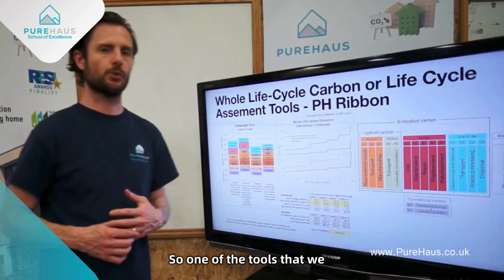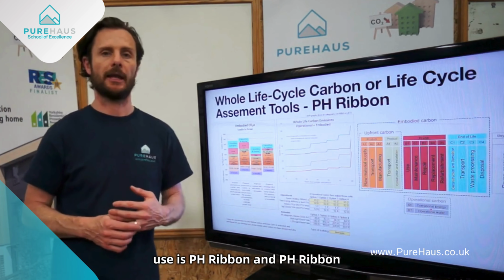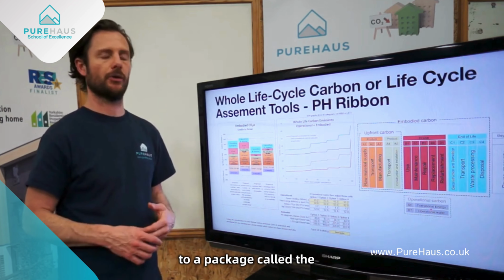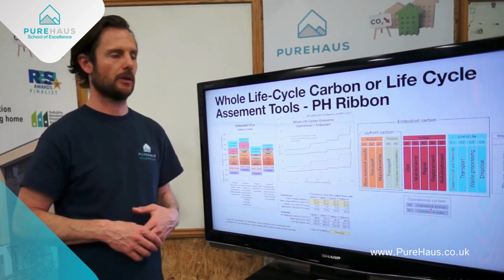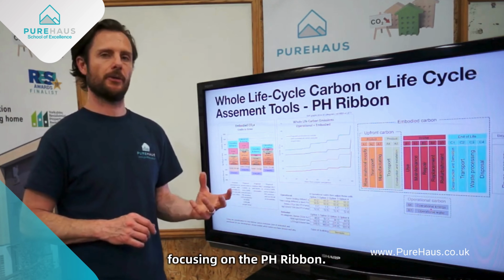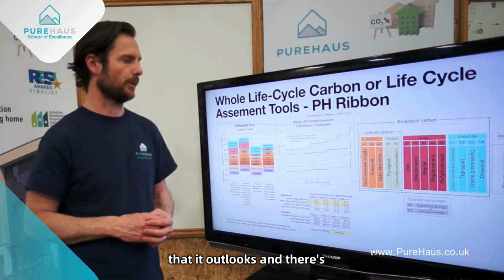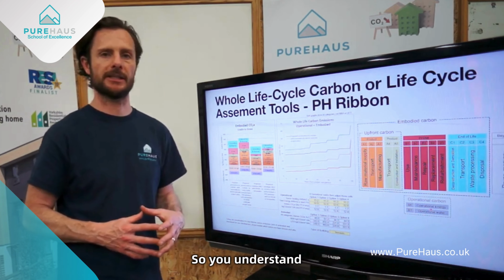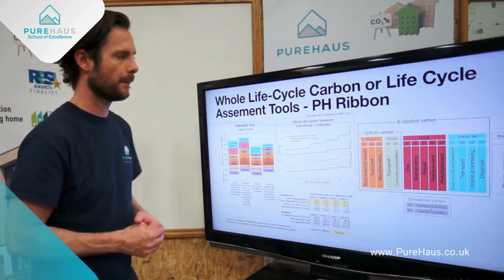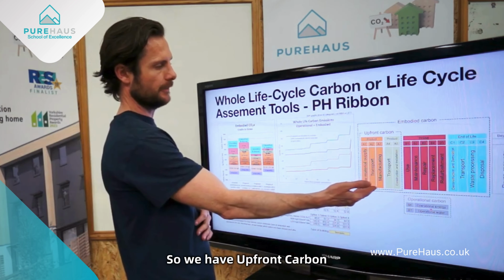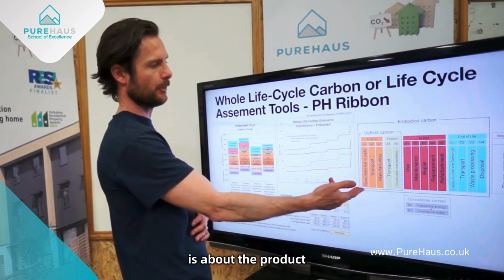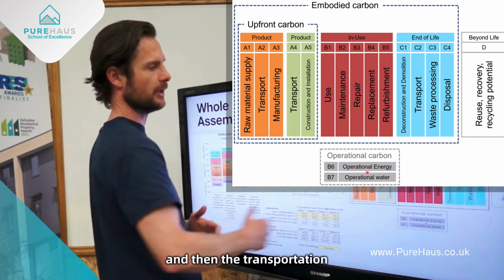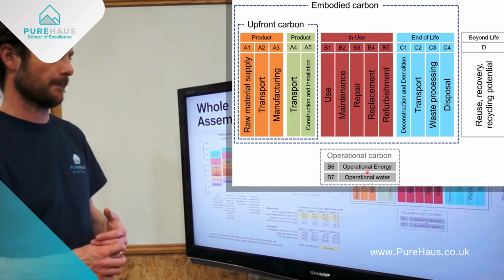Okay, so one of the tools that we use is PHPP. And PHPP is a bolt-on to a package called the Passive House Planning Package. Focusing on the PHPP, we're looking at the data that it outputs, and there's lots of graphs and tables here. And we'll just sort of summarize them so you understand what you might be looking at. So we have upfront carbon, and the orange section is about the product and its manufacturing phase, and then the transportation out to the site.